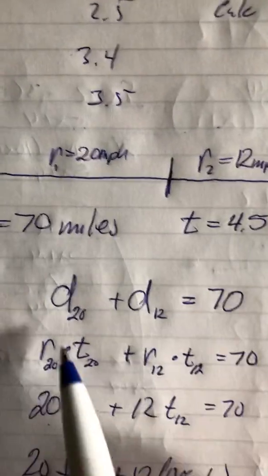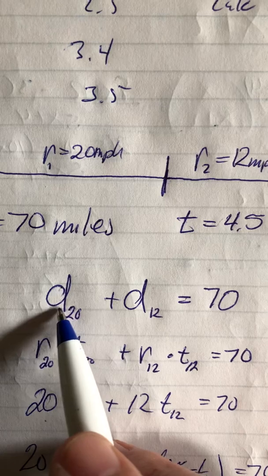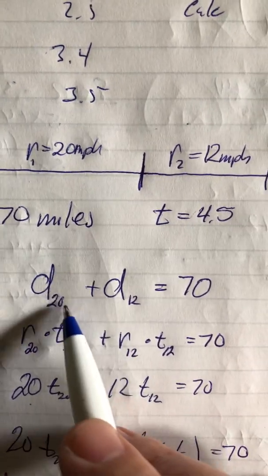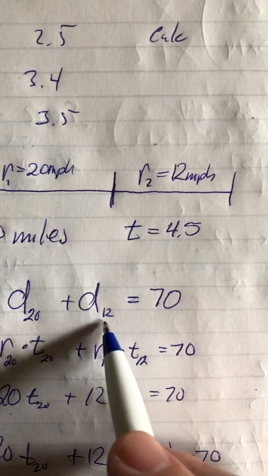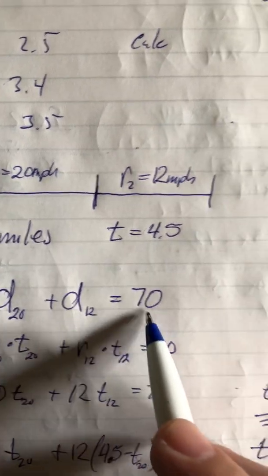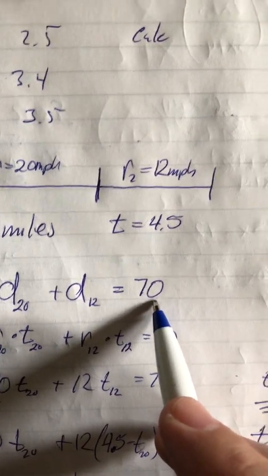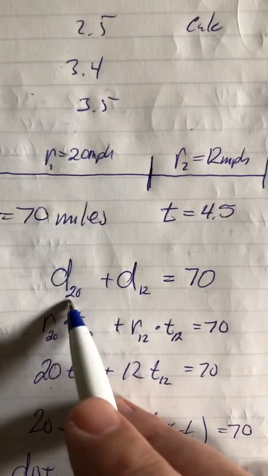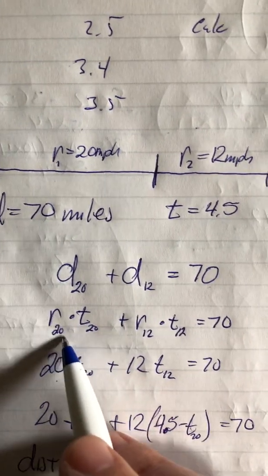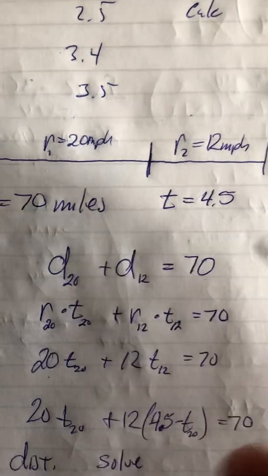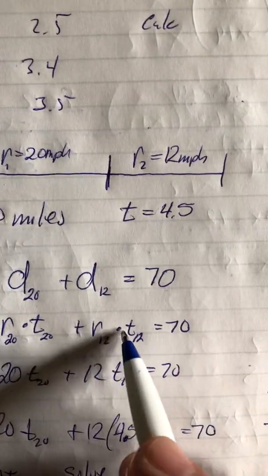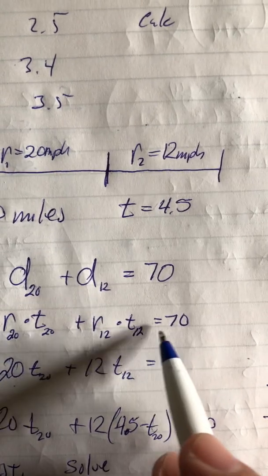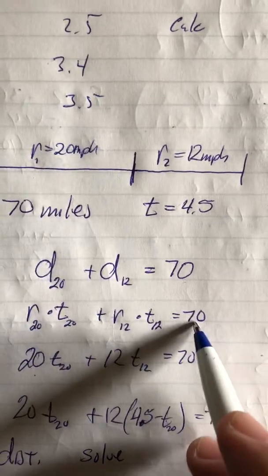The thing I want to get at is, if you're thinking about it in terms of rates, the distance that you travel when you're going 20 miles per hour plus the distance that you travel when you're going 12 miles an hour have to add up to 70. The distance formula for the 20 would be the rate at 20 times the time at 20, because distance equals rate times time. The same thing here, the rate at 12 times the time at 12, and those two things sum up to be 70.